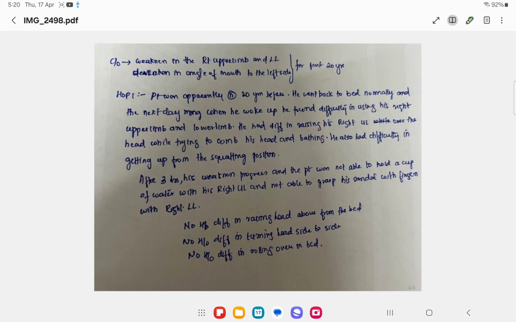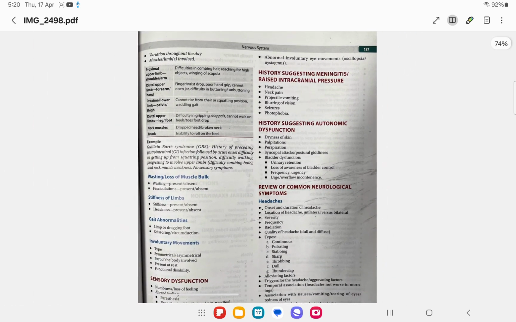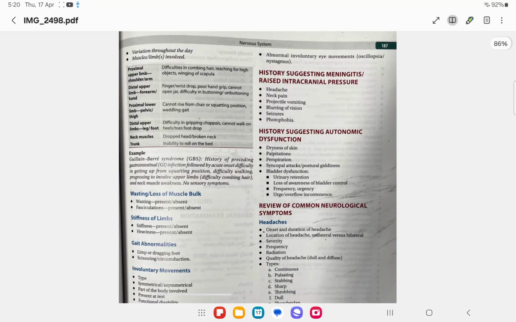Okay, this is motor history. For example, if you take now here, proximal muscles: difficulty in combing hair, reaching for high objects, winging, this is proximal, that means your girdle muscle. Distal muscle: your wrist drop, finger drop, mostly it will be buttoning, unbuttoning, holding a cup, writing some notes, and all this is distal muscle weakness. So the stroke will progress from proximal muscle to distal muscle. Okay, so you have to first start with motor history.